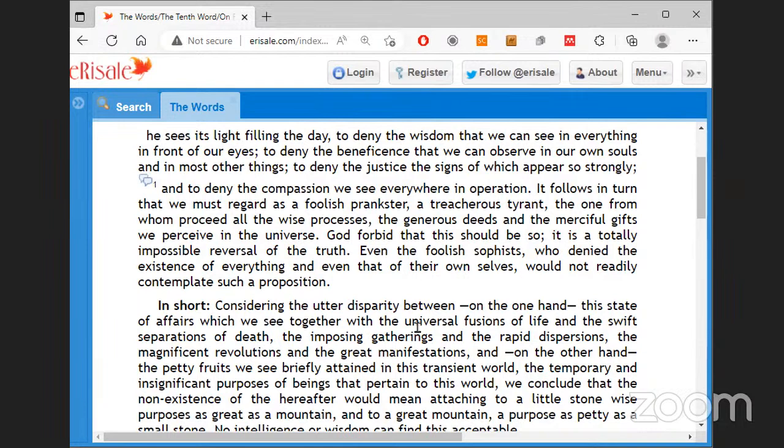It follows in turn that we must regard as a foolish prankster, a treacherous tyrant, the one from whom proceed all the wise processes, the generous deeds and the merciful gifts we perceive in the universe. God forbid that this should be so. It is a totally impossible reversal of the truth. Even the foolish sophists who deny the existence of everything, and even that of their own selves, would not readily contemplate such a proposition.